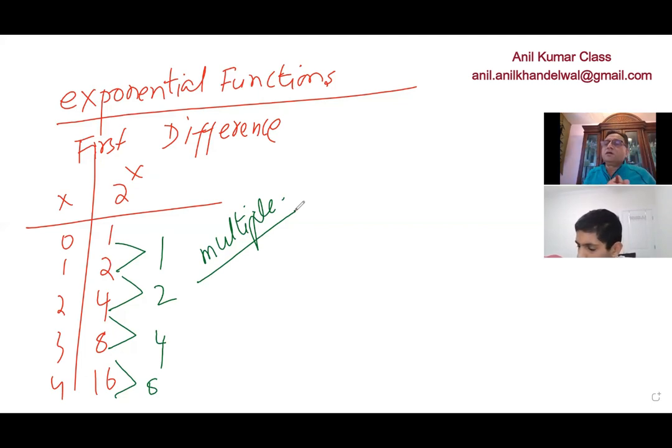When we talked about linear equations, the first difference was constant. When you talk about quadratic equations, the second difference was constant. For any polynomial of degree n, the nth difference is constant. But for exponential functions, they are always multiples. That means an exponential function really multiplies on the existing number.